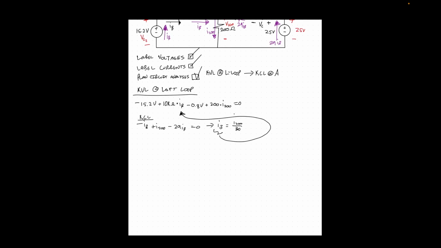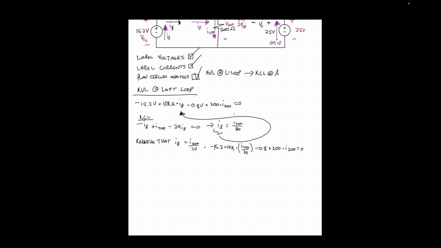When solving, knowing that IB equals I200 over 30, we have the equation that reads minus 15.2 plus 10k times I200 over 30 minus 0.8 plus 200 times I200 equals 0. In doing this, I can then solve for I200.